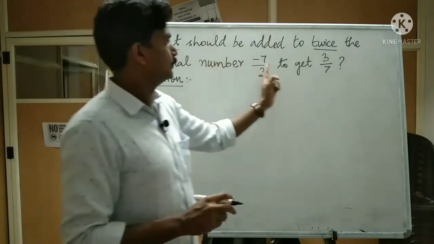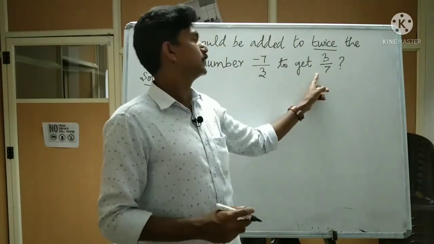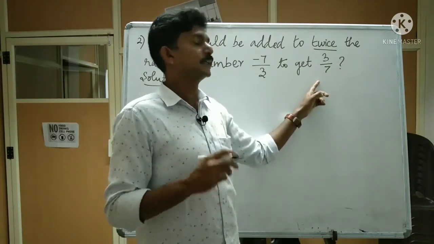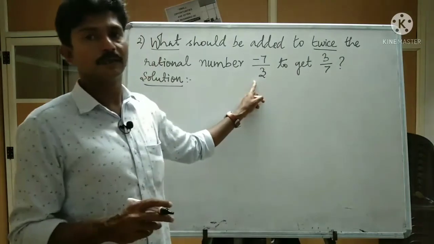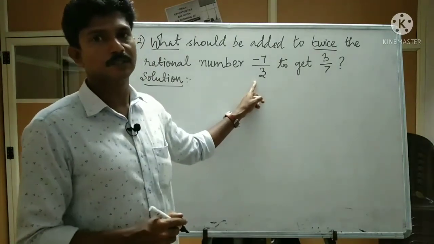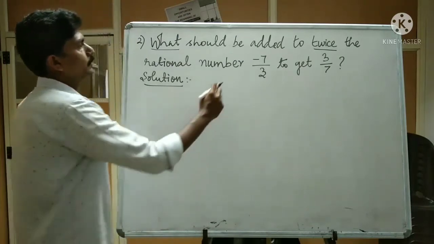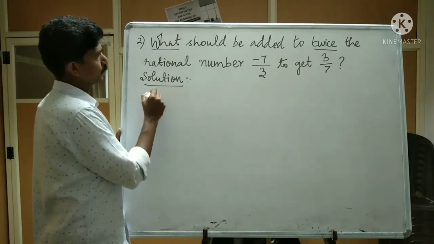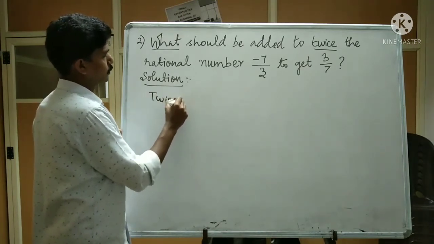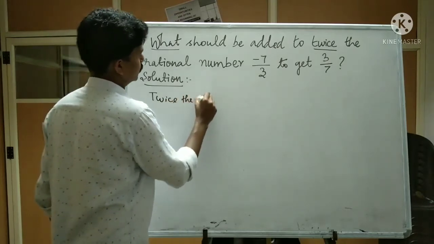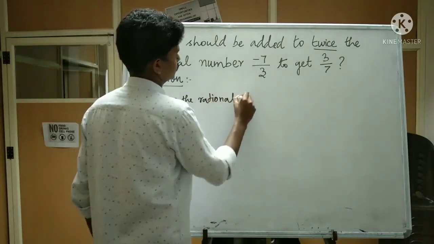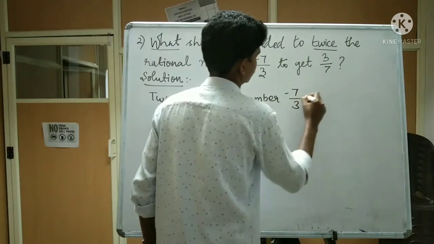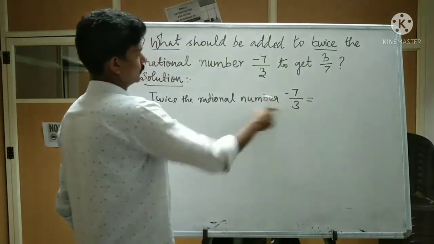When we add, we get 3/7. To get 3/7, which number should we add to twice this number? That is the question. So first we need to know what twice this number is. 2 times of. So first we will find out twice the rational number -7/3 is equal to how much? We have to find out what twice of this is.